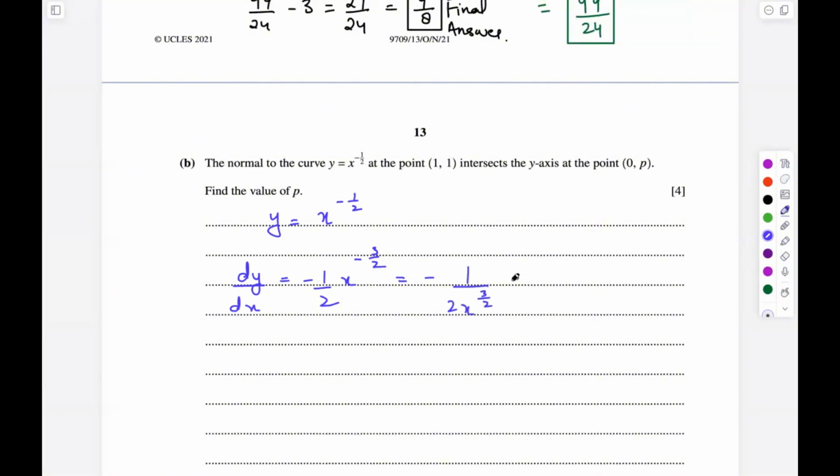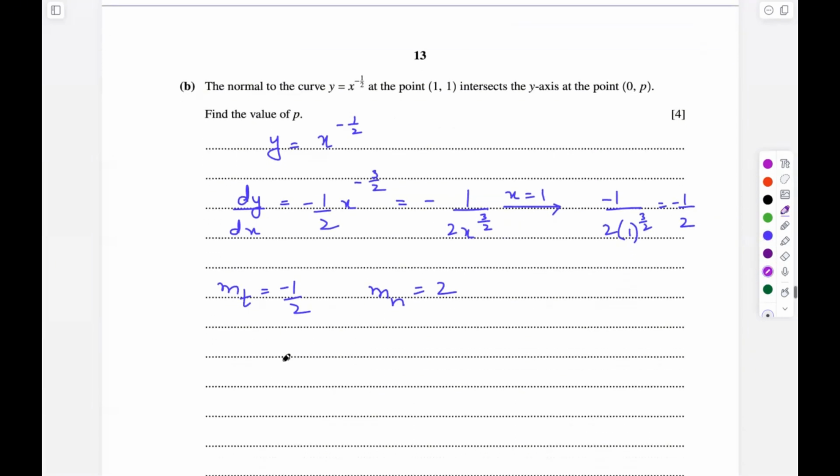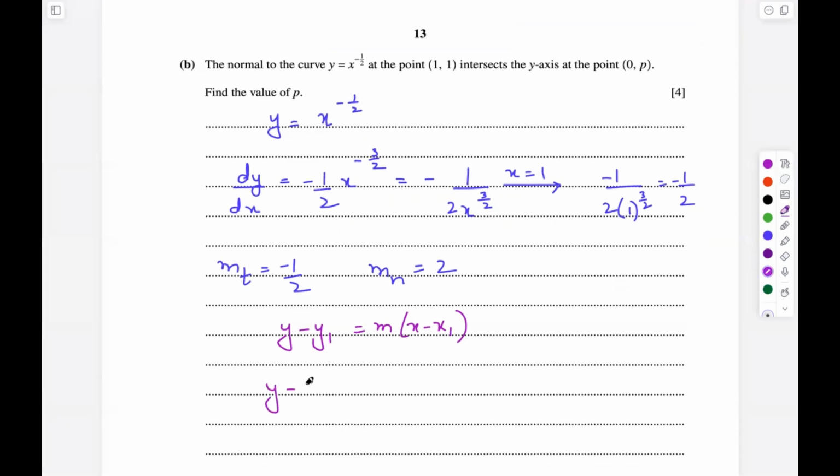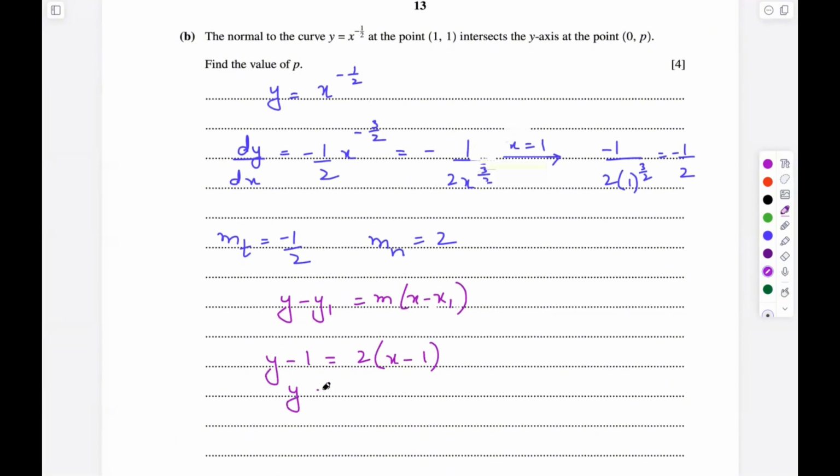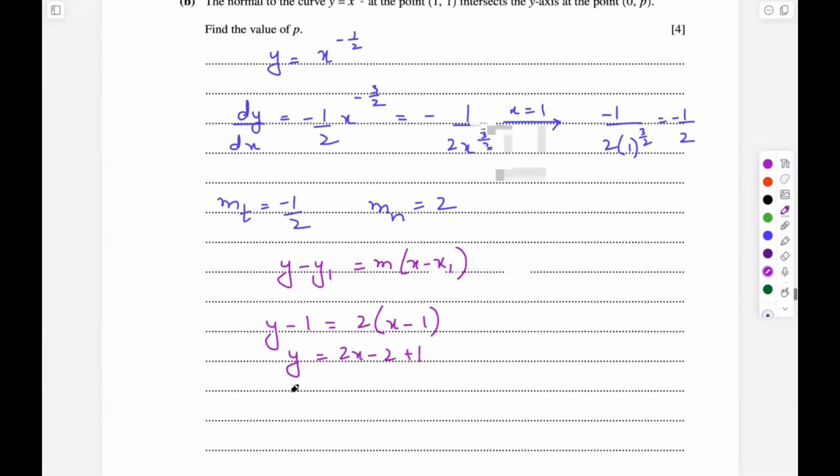As the value of x is 1, substituting x equals 1, we get minus 1 upon 2 into 1 to the power 3 upon 2, which equals negative 1/2. As the gradient of the tangent is minus 1/2, the gradient of the normal will be positive 2. Once we have the gradient of the normal, we can form its equation using y minus y1 equals m into x minus x1. So y minus 1 equals 2 into x minus 1. The final equation will be y equals 2x minus 2 plus 1, which is y equals 2x minus 1.